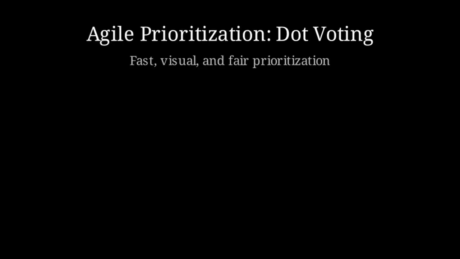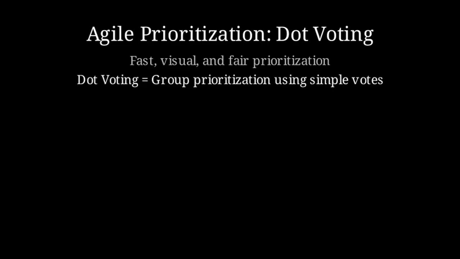In this video, we will learn an agile prioritization technique called dot voting. Dot voting is a quick and simple way for a group to prioritize a list of items such as features, ideas, or tasks. It helps the team reach consensus by showing which items are most popular.